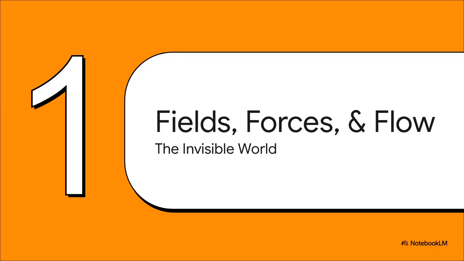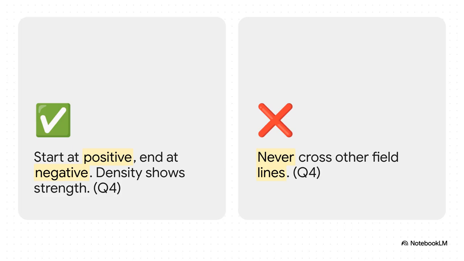Before we can even talk about circuits, we have to understand the invisible stage where it all happens. We're talking about electric and magnetic fields. These are the unseen forces that are literally all around us, filling the space in every wire and every single component. So, to picture these electric fields, we use something called field lines. And they follow some really simple, and I mean unbreakable, rules.